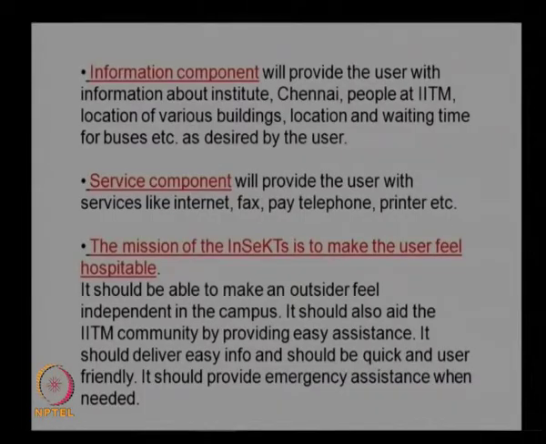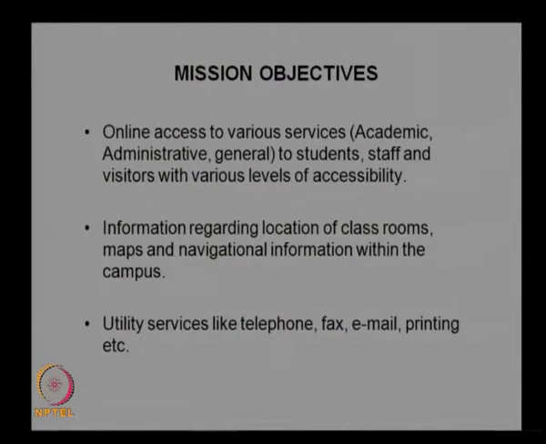So how do we provide these services through the system? The mission objectives here can be classified into three: basically online access to various services, academic, administrative, and general, to the students, staff, and visitors with various levels of accessibility.